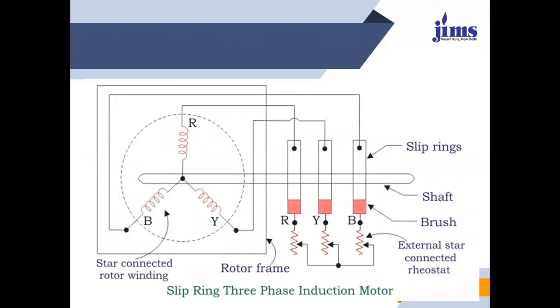This is the diagram of the three-phase slip ring type induction motor. Over here you can see the slip rings. There is a shaft, there is a slip ring, and the orange part indicates the brushes, and these are the resistances which will be connected externally to the machine. So all three windings, R, Y, B, are connected with the three brushes and slip rings. So we can adjust the rotor resistance by adjusting the rheostat on the stator side.